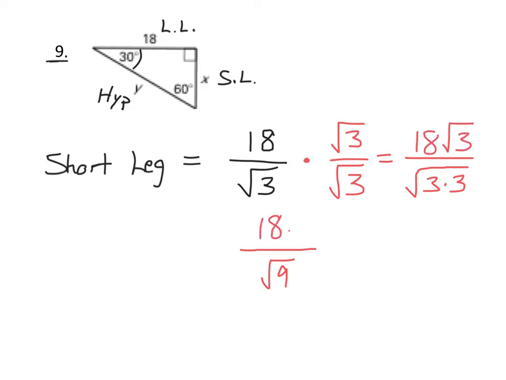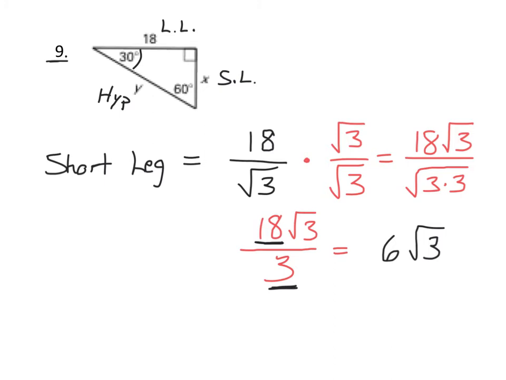Now, once again, radical 9 can be changed to a whole number, so I end up with 3 in my denominator. So the denominator has been rationalized, but the last thing I want to do is simplify my fraction. So I really have 18 over 3, which is just going to turn into 6. And I want to make sure I include that radical 3. So now we have our first piece.